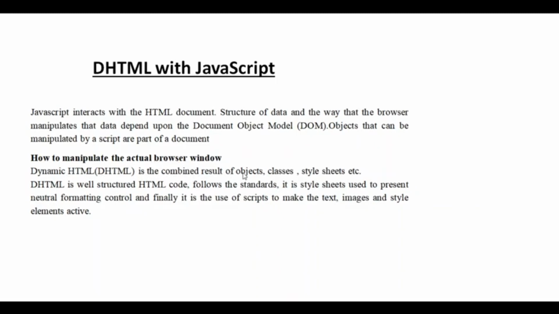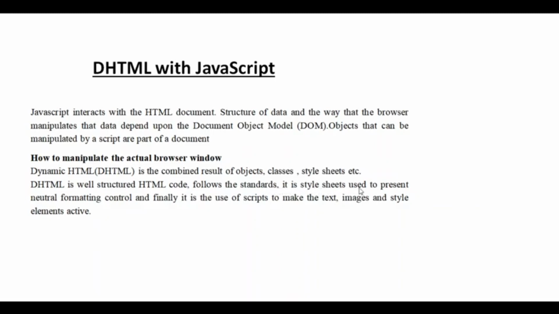Next, how to manipulate the actual browser window. Dynamic HTML is the combined result of objects, classes, style sheets, etc. So what is DHTML? DHTML is nothing but a combination of JavaScript objects and classes, style sheets that belong to CSS, and HTML to design the web page. So these three languages, HTML, CSS and JavaScript, combined are called Dynamic HTML.